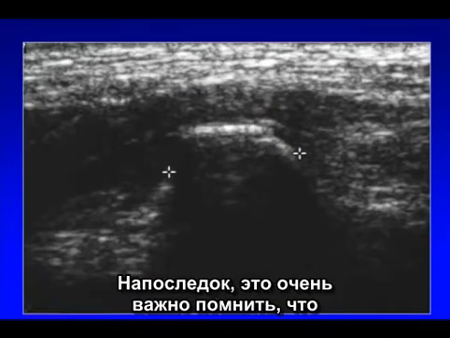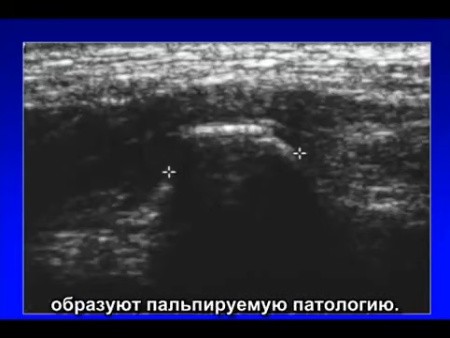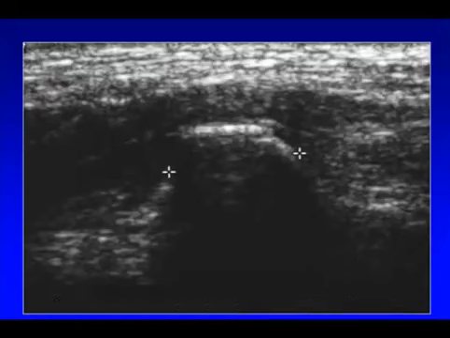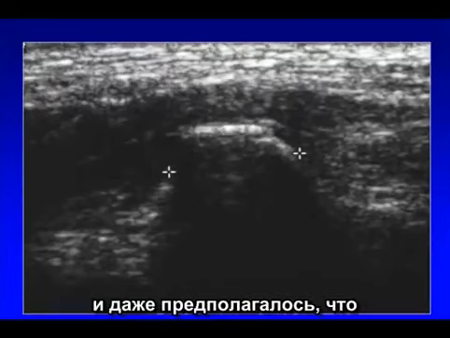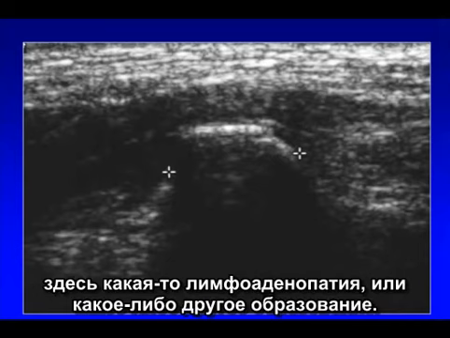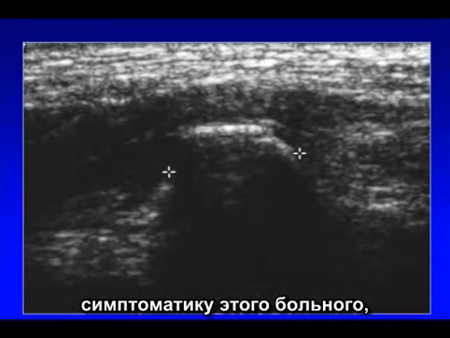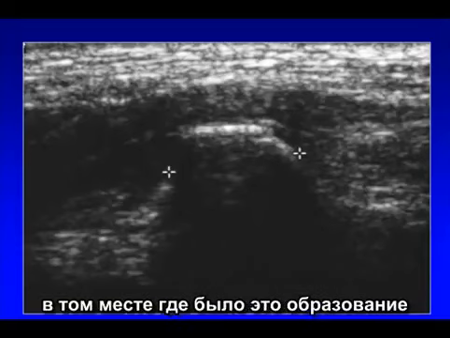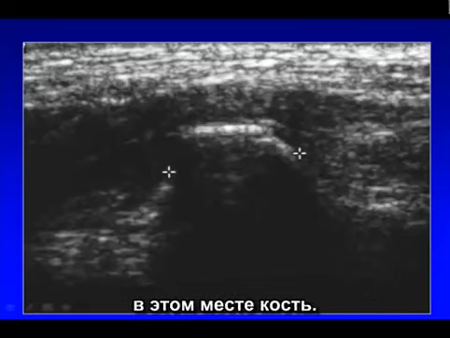Finally, it's always important to remember that it's not always a soft tissue mass that's providing the palpable abnormality. Here's somebody who presented with a palpable lesion in the neck, and it was thought that there was some kind of lymphadenopathy or some other mass. But when we really correlated carefully the patient's symptoms with where the palpable abnormality was, we realized that what the patient was feeling was in fact bone.